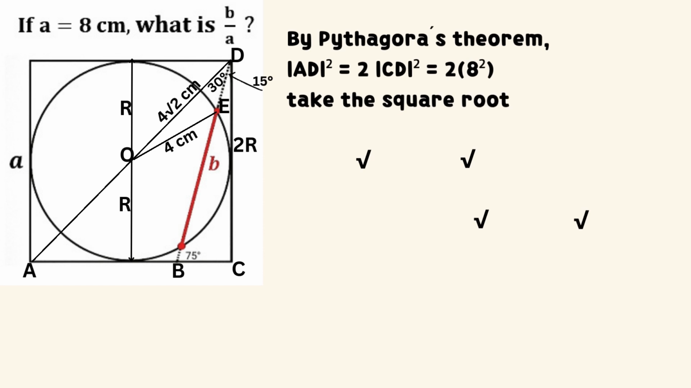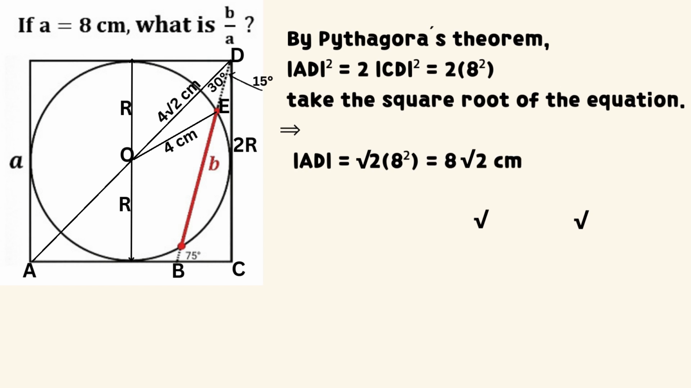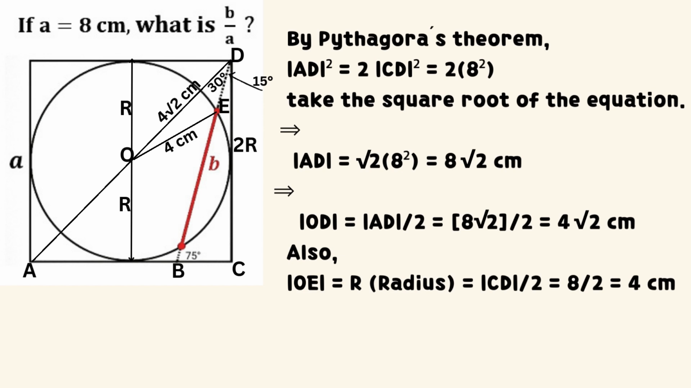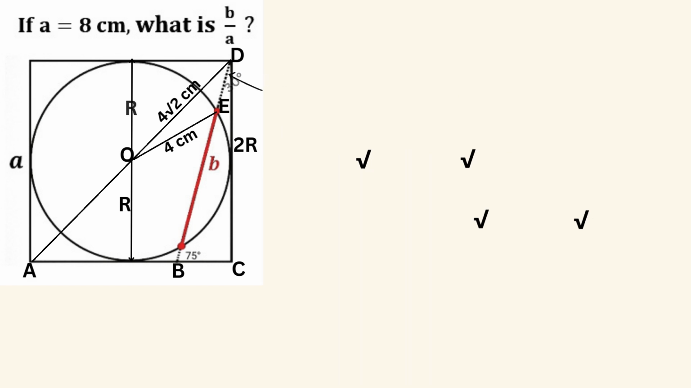By Pythagoras' theorem, the square of line AD equals 2 times the square of line CD, which equals 2 times the square of 8. Take the square root of the equation. This implies that line AD equals the square root of the product of 2 and the square of 8, which equals 8 times square root of 2 in centimeters. It follows that line OD equals half line AD, which equals 4 times square root of 2 in centimeters. Also, line OE equals R, the radius of the circle, which equals 4 centimeters.